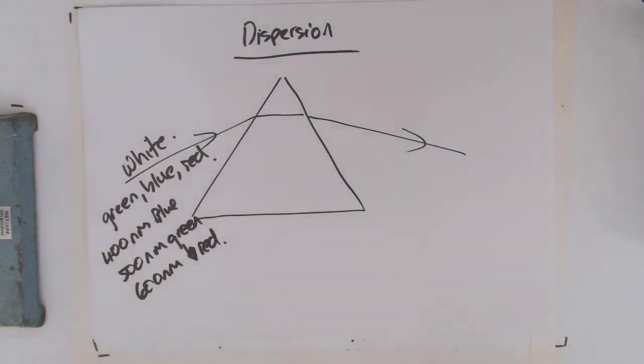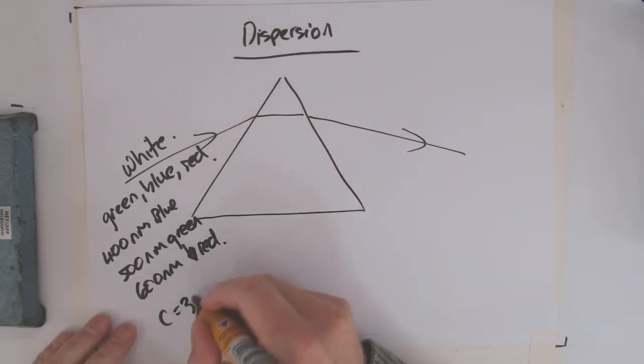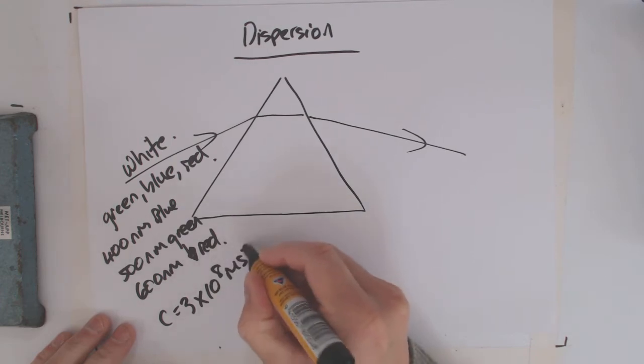The longer wavelengths are the ones that have the lower frequencies, and lower frequencies mean lower energy. So red's got the lowest energy, blue's got the highest energy and shortest wavelength. They all have the same speed, c, 3 times 10 to the 8 meters per second.